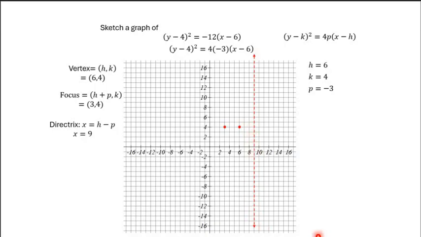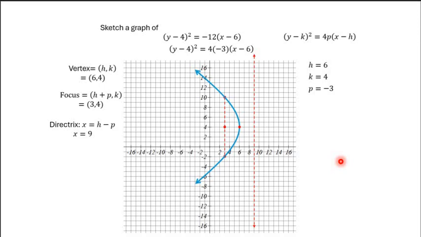So there's the directrix. And now for the latus rectum, the length of the latus rectum is the absolute value of 4 times p, or the absolute value of negative 12, positive 12. So from the focus, if I want to draw the latus rectum, I have to go 6 units above it and 6 units below it. So that is the latus rectum with a length of 12. And once again, the significance there is to draw the parabola. I know the parabola has to go through both of those endpoints of the latus rectum. So this would be the graph of my parabola.